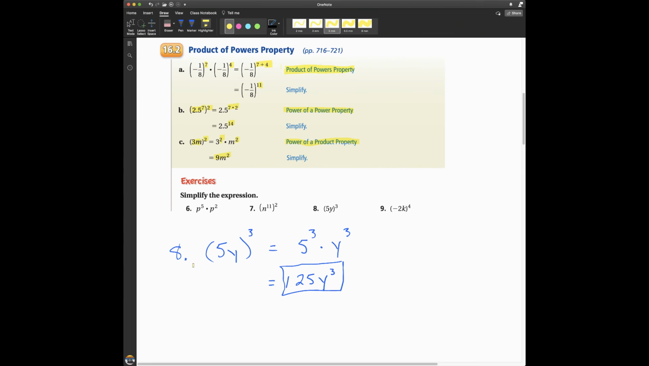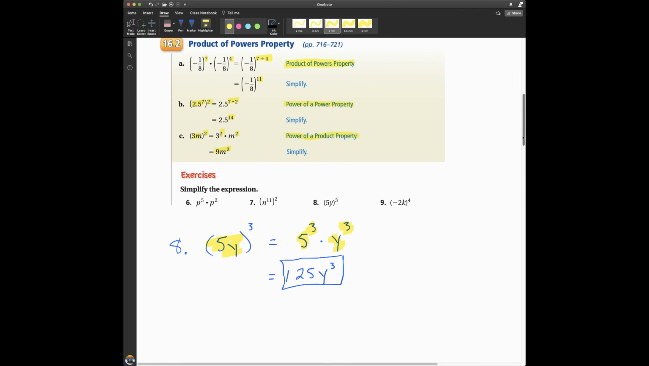Okay, so I worked out number 8, and number 8 is 5y to the third power. So I'm going to use the power of a product property since this is a product of 2 factors, 5 times y. So this is the same as 5 to the third power times y to the third power. And I know 5 to the third is 125, and y to the third is just y to the third. So the answer is 125y to the third power. All right, so the video is going to stop again, and you can work out problems 6, 7, and 9.